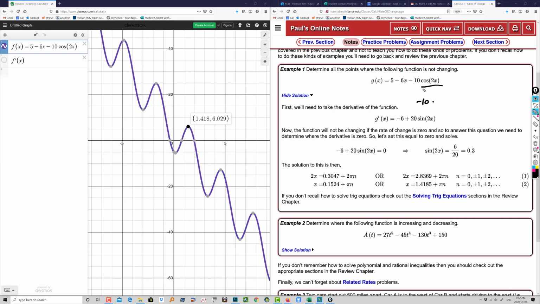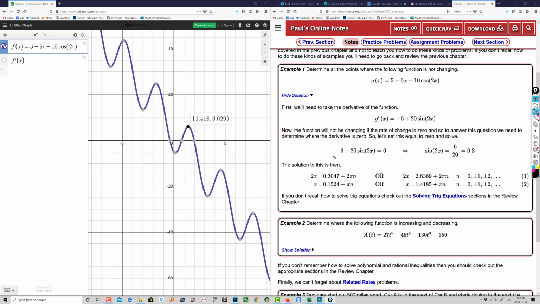times the derivative of cosine, which is negative sine of the angle. But don't forget that we need to multiply by the chain rule, the derivative of the inside. The derivative of 2x is going to be times 2. So as you can see, negative 2 multiplied by negative 10 becomes positive 20. And this is going to be sine 2x over here. That's how Professor Paul figured out what the derivative was.